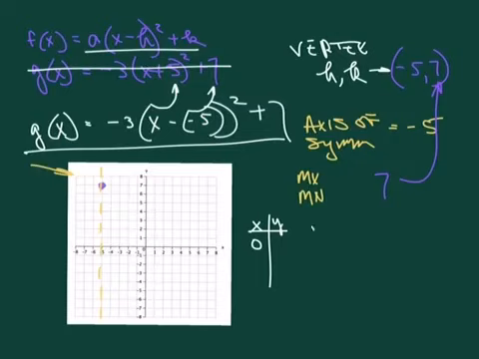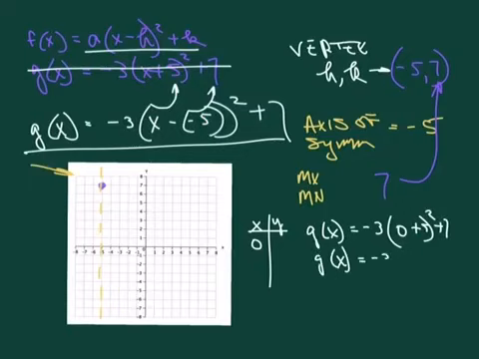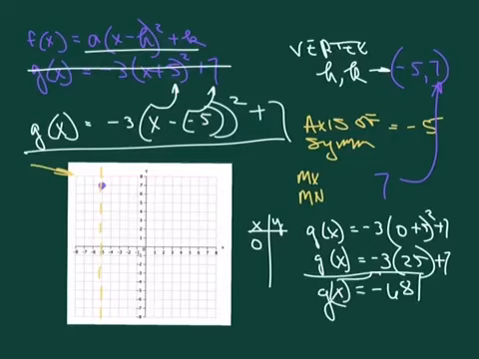So we have g of x equals negative 3 times 0 plus 5 squared plus 7. So g of x equals negative 3 times 25 plus 7. So we get negative 75 plus 7, which would be negative 68 for our y value. That's kind of a big number. That's not going to be very helpful to us, is it? That when x is 0, y is negative 68. It's way down here somewhere.